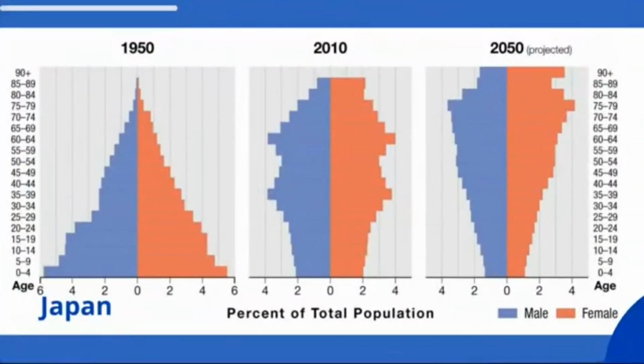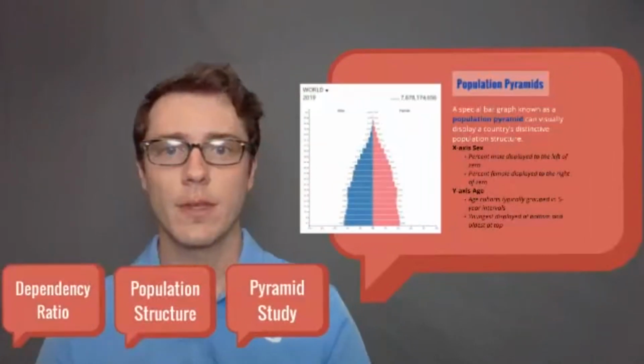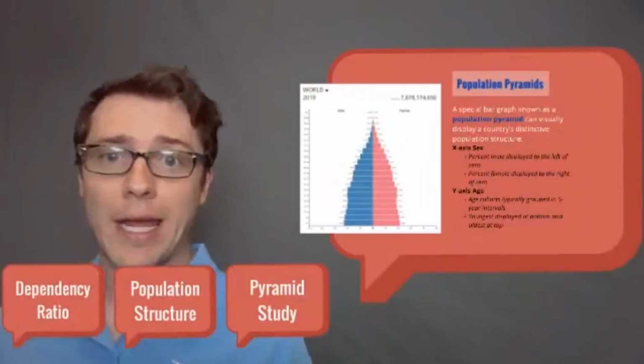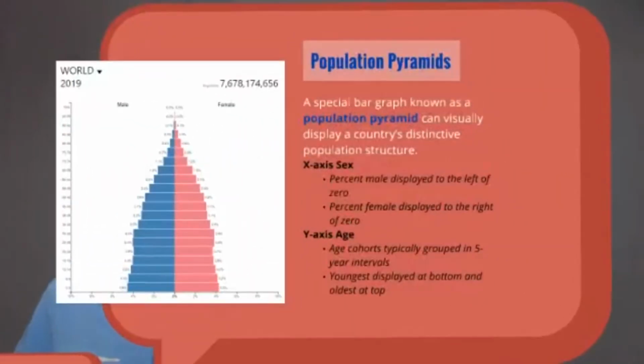The way that we're going to do this the most today is by looking at population pyramids. Population pyramids are these things that you can see in front of you. They are charts that help us to understand the breakdown of how old and how male or female a population is. Population pyramids are a crucial tool in a human geographer's tool belt. It's a special bar graph that can visually display a country's distinctive population structure.